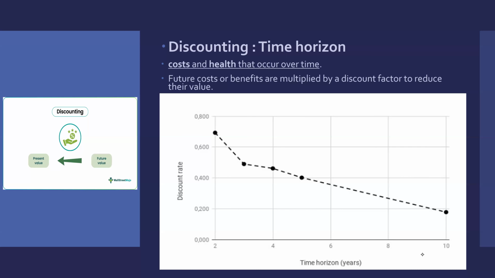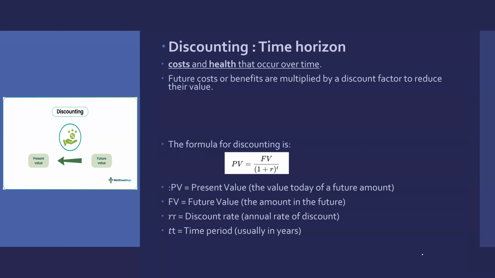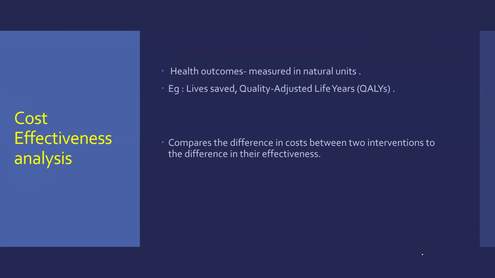We can do discounting to cost. We can do discounting to benefit. For example, you take a drug, but your benefit is going to come after 5 years. Normally people prefer a benefit early, so you can account for that. So discounting is for cost and health that occur over time. So there is a discount factor. You look at the rate and time, and there are multiple ways to calculate it. So this was cost benefit analysis.